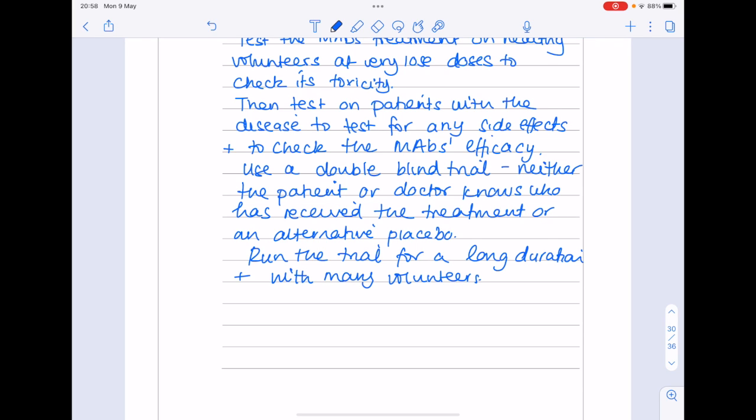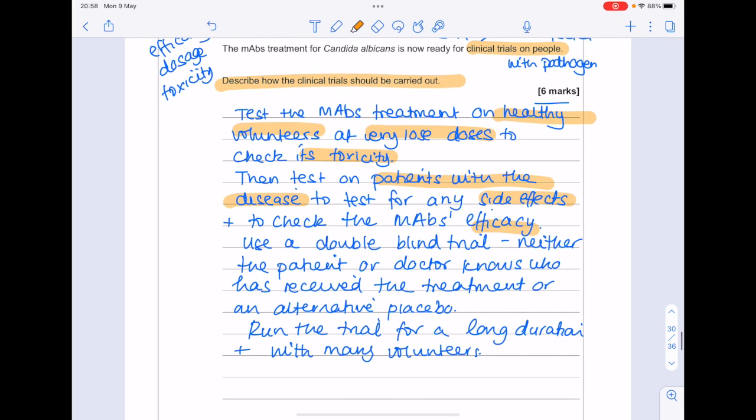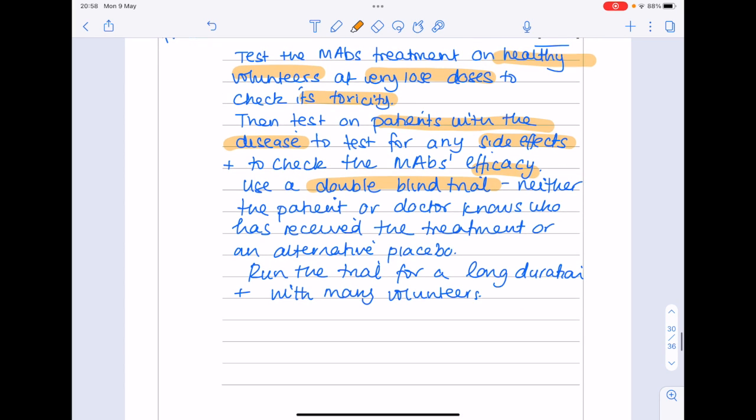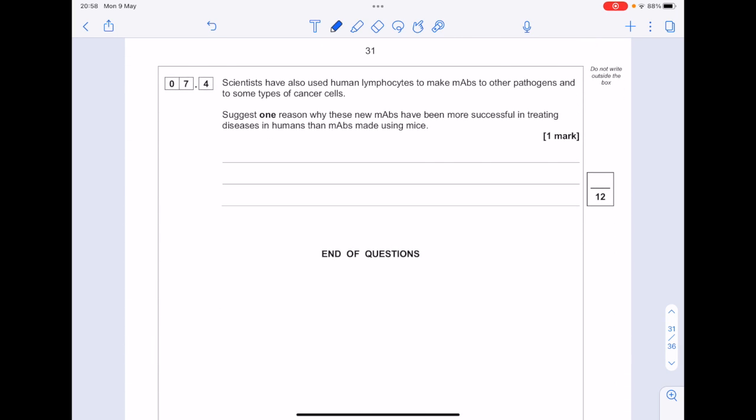So where are our marking points? I'm highlighting them in orange. Healthy volunteers is a mark, very low doses is a mark, to check its toxicity is a mark. Now testing with patients with the disease for a mark, mention side effects for a mark, efficacy for a mark, double-blind trial for a mark. And this is a mark, so many, many points. Not repeating myself, being nice and accurate.